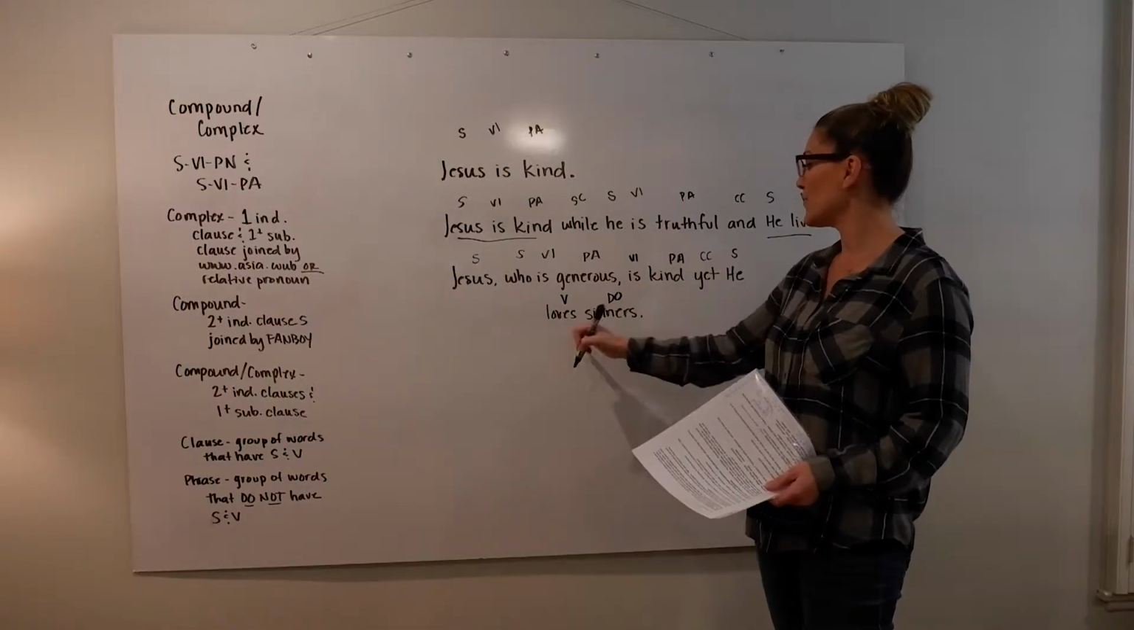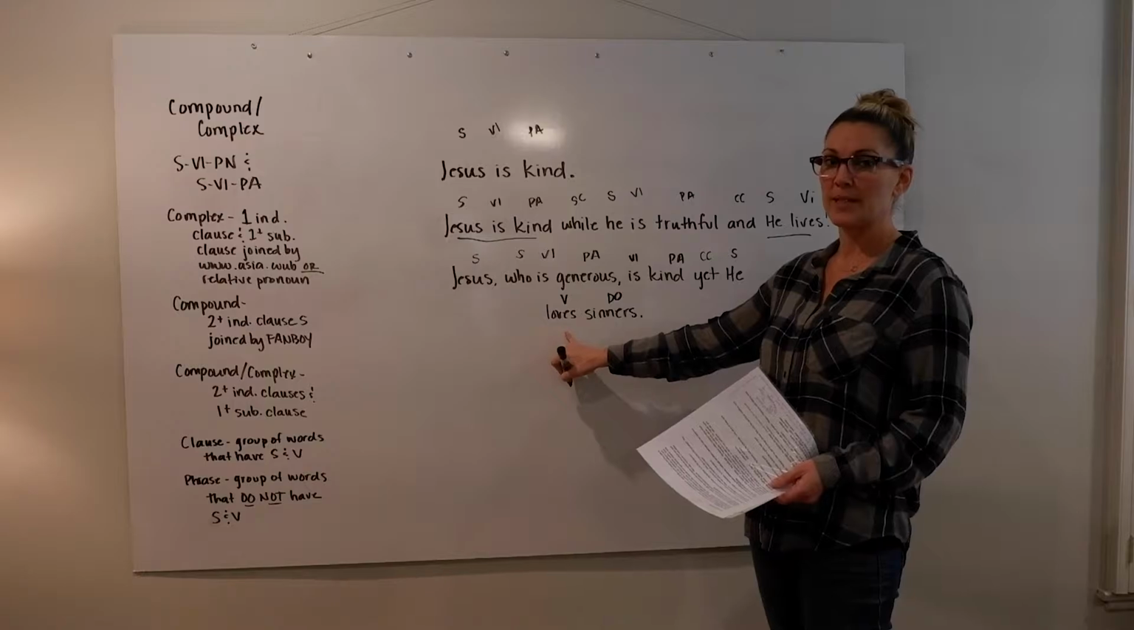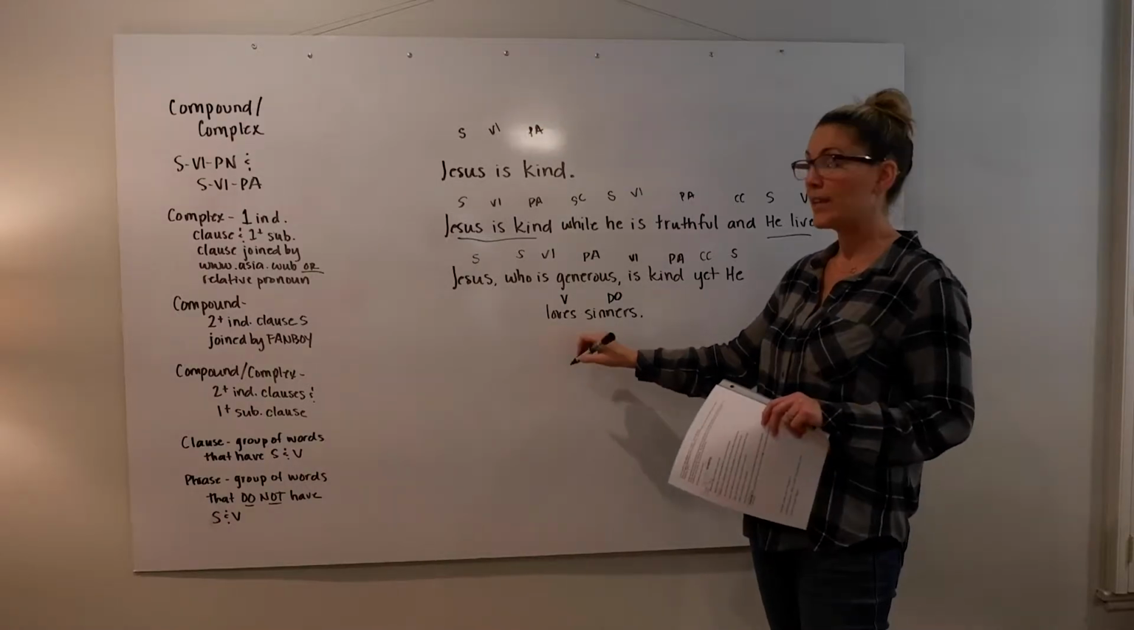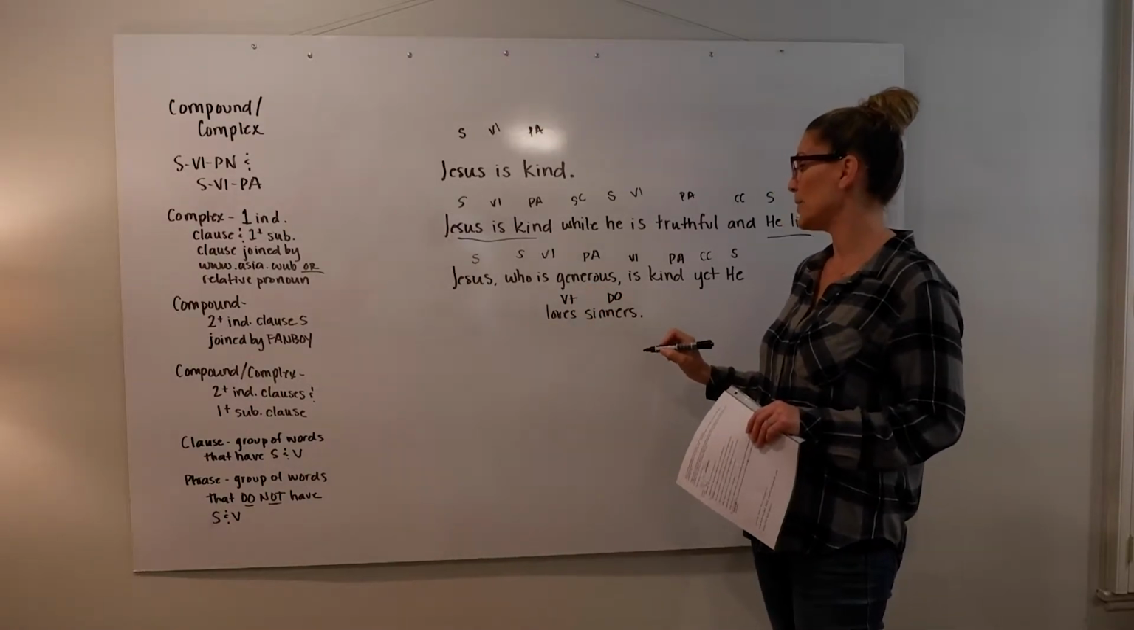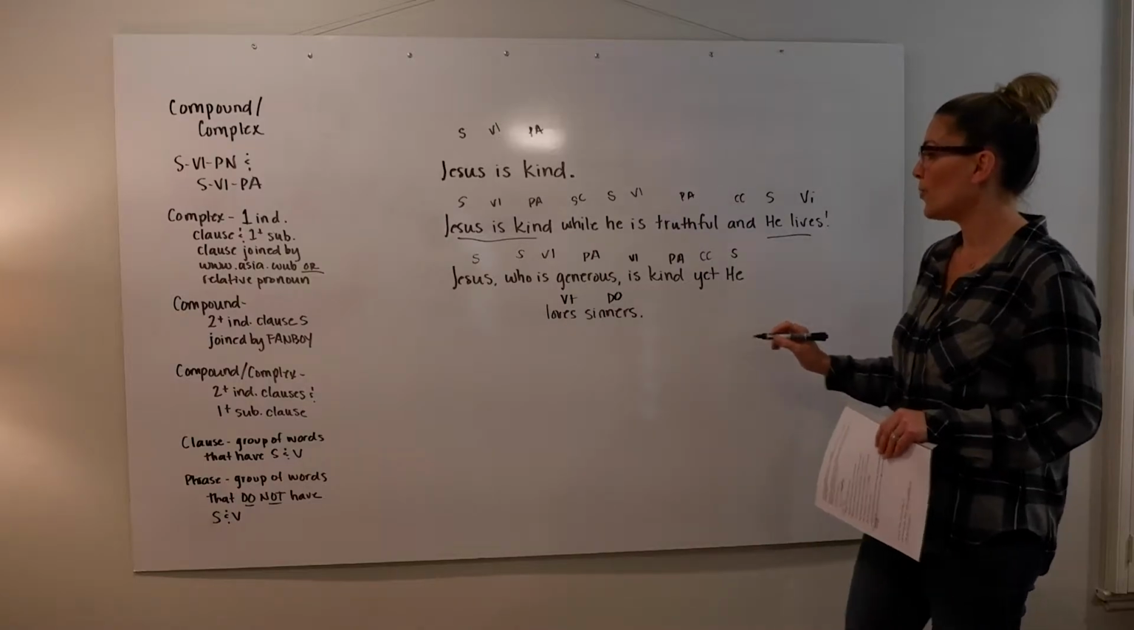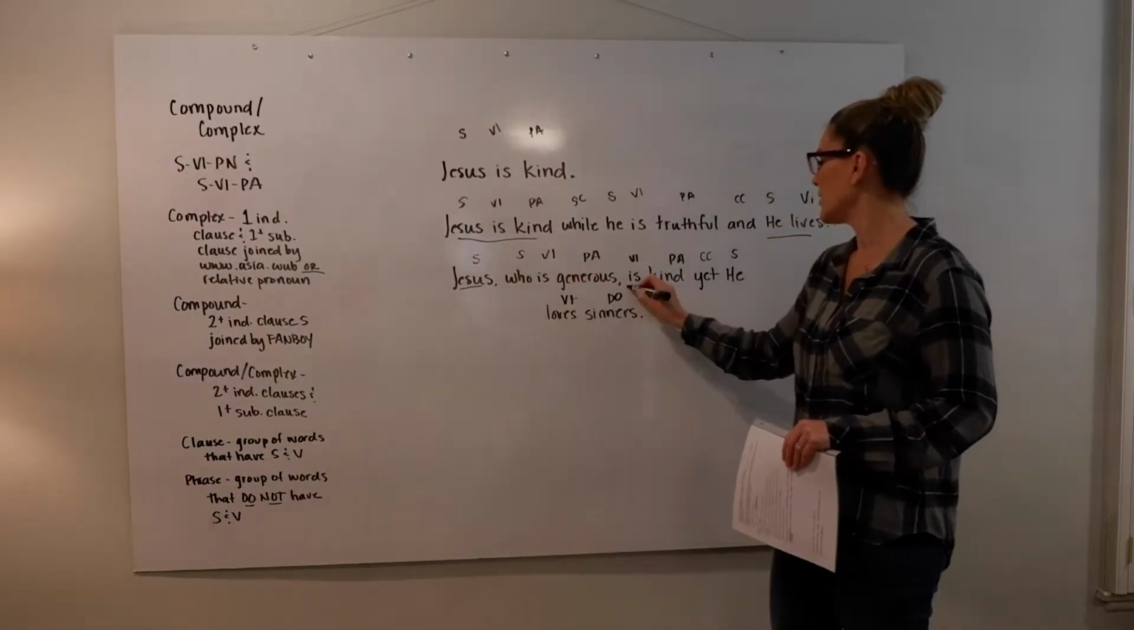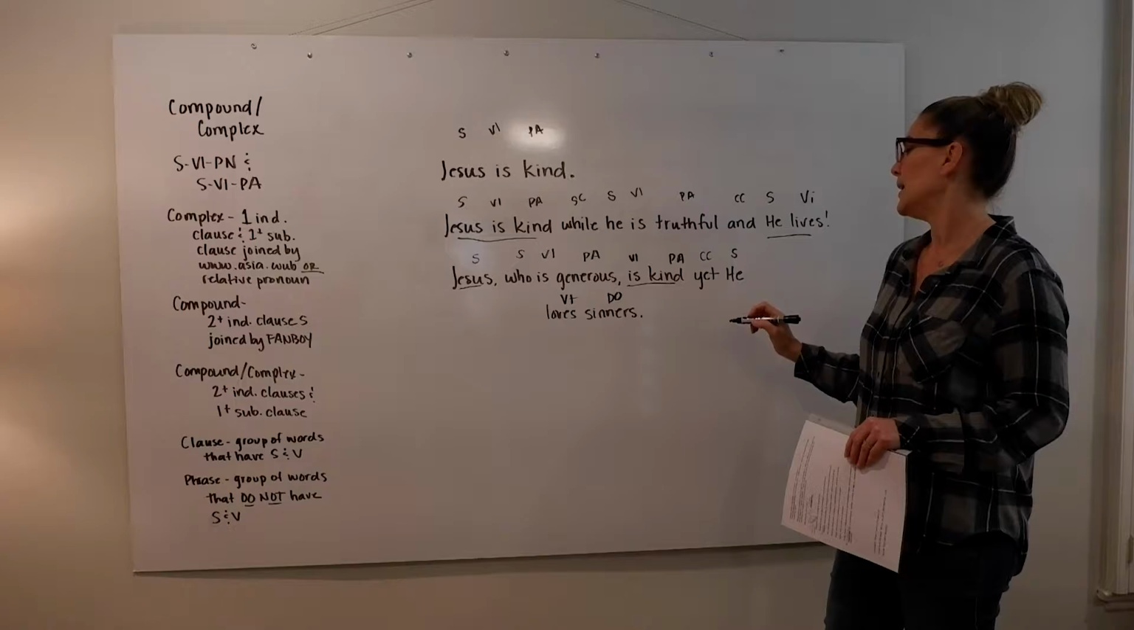So if we have a subject, verb, direct object, what type of verb is this? Hopefully you're saying transitive. If you said transitive, you would be right. So we have one independent clause here, right? We already talked about that.